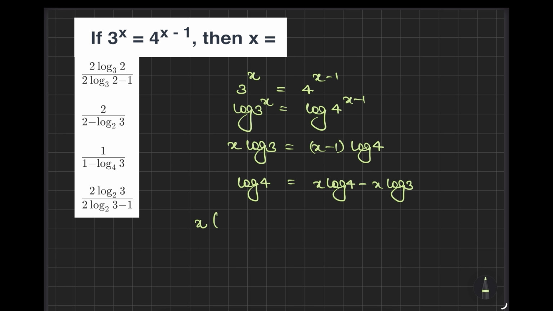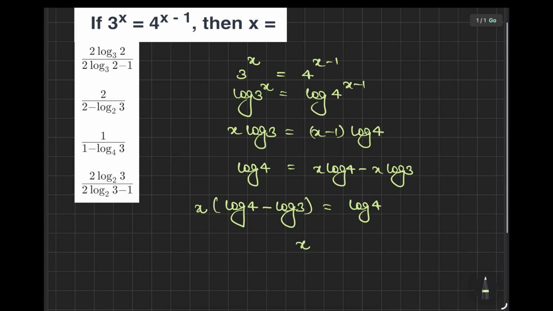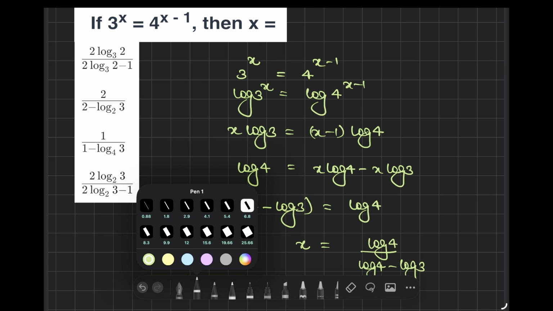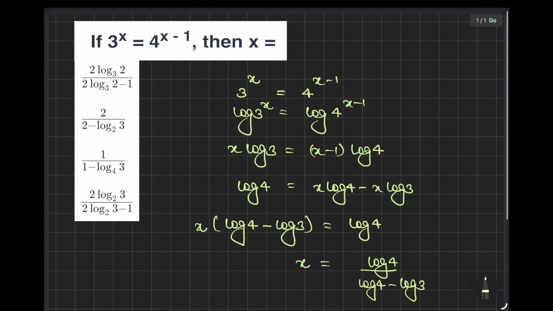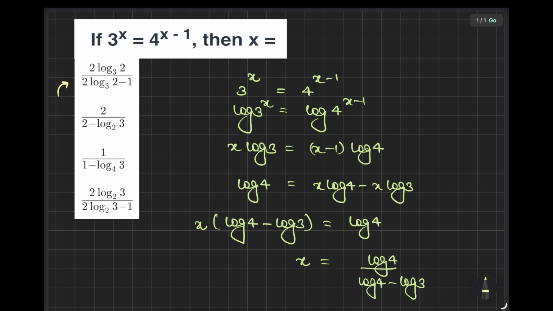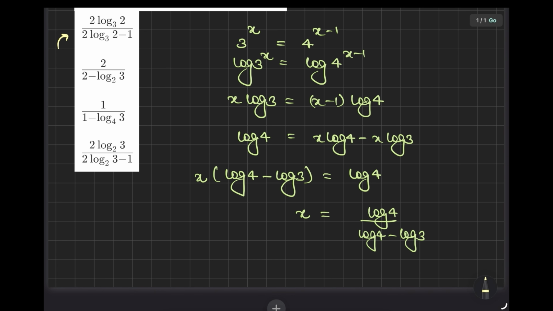If we take x common, we will be left with x(log 4 - log 3) = log 4. Now can I write down the value of x to be log 4 upon (log 4 minus log 3). From here onwards, we will think about the base of the log. For this question, look here, the base of the log is 3. So if the base of the log is 3, I'll take that base.